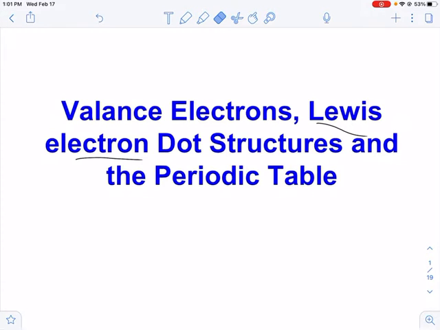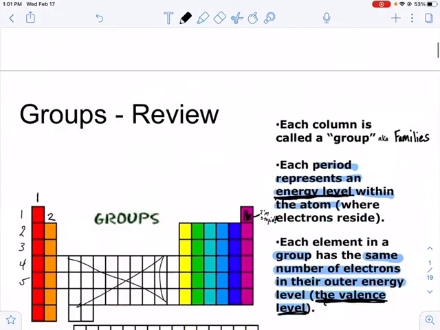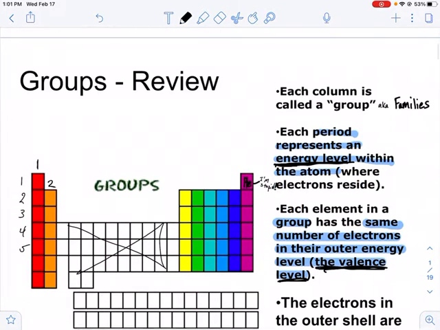We're going to talk about dot structures as well. So we've got to make sure we understand this stuff, and I'm going to go through some sample questions that we're going to have. All right, so this should just be a review. This is nothing new.